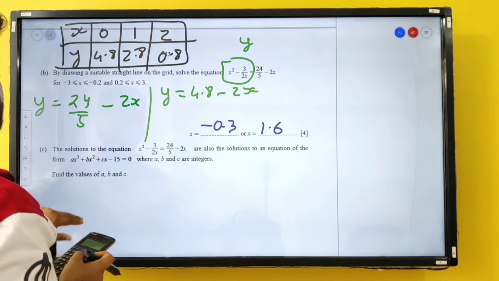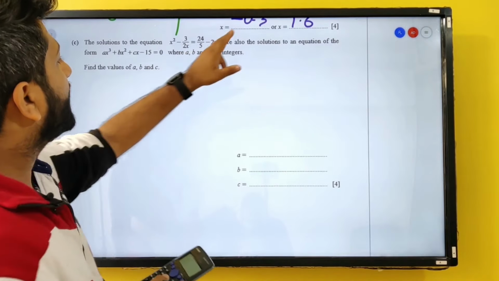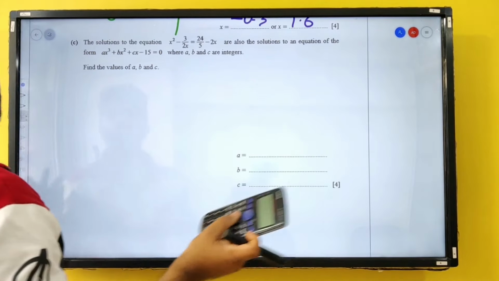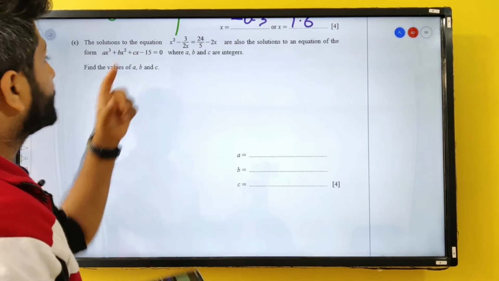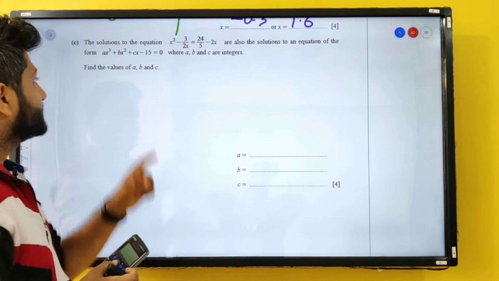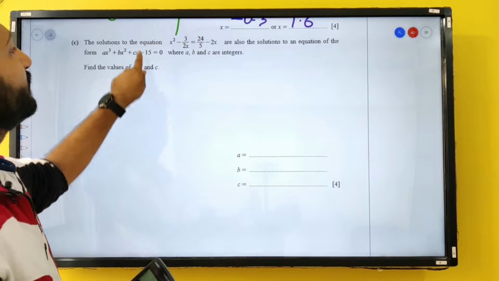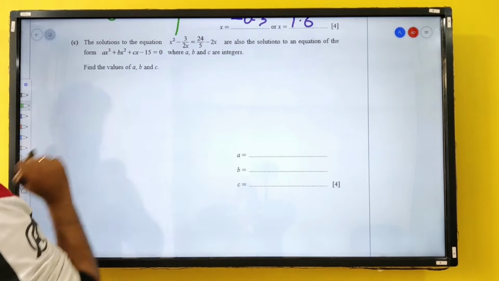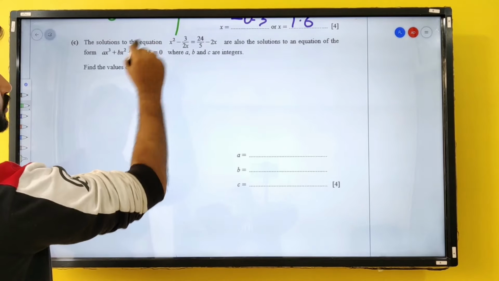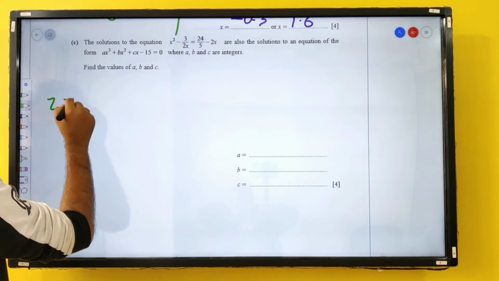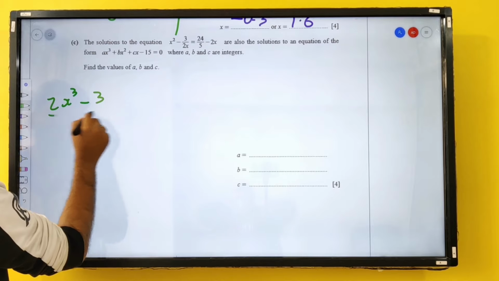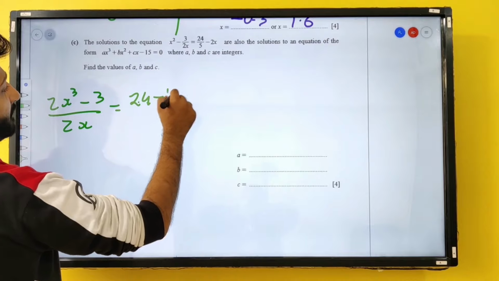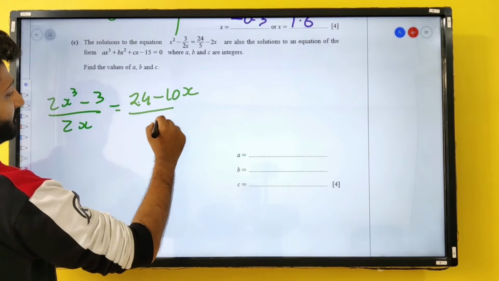Next question. The solutions to the equations are also the solutions to the equation of the given form. Find A, B and C. This is also a pretty easy question. This is an equation, so let me take the LCM and bring everything to the left hand side. The LCM of the left hand side is 2x. So x square into 2x is 2x cube minus 3 upon 2x equals 24 minus 10x upon 5.